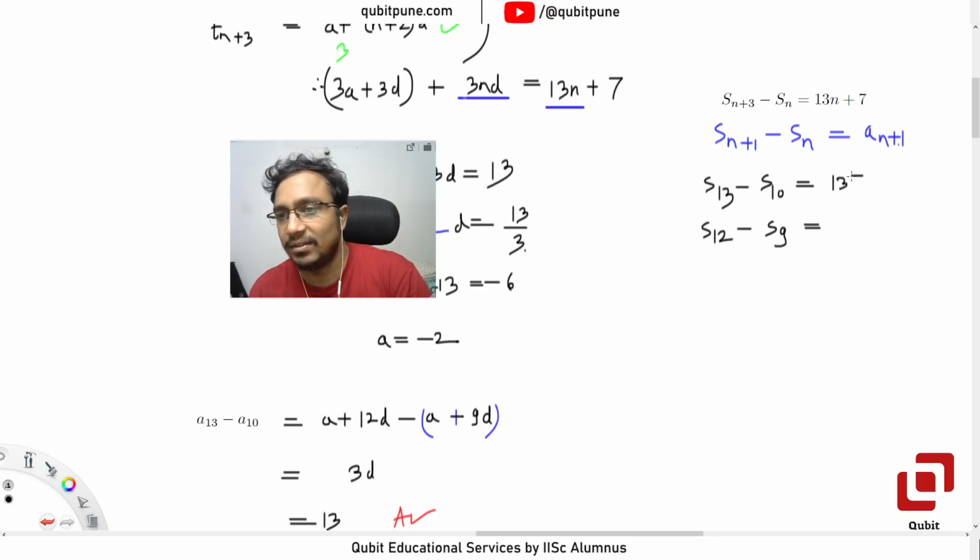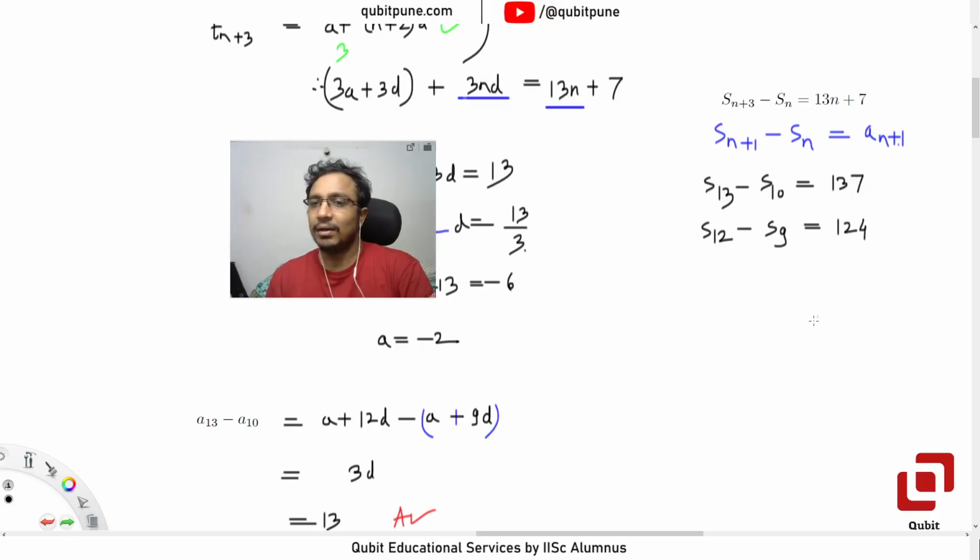Okay, 137, and here it would be 117 plus and 124. Okay, now we can subtract both the equations. So we can subtract S13 minus S12, which will give us A13, and S10 minus S9 will give us A10.